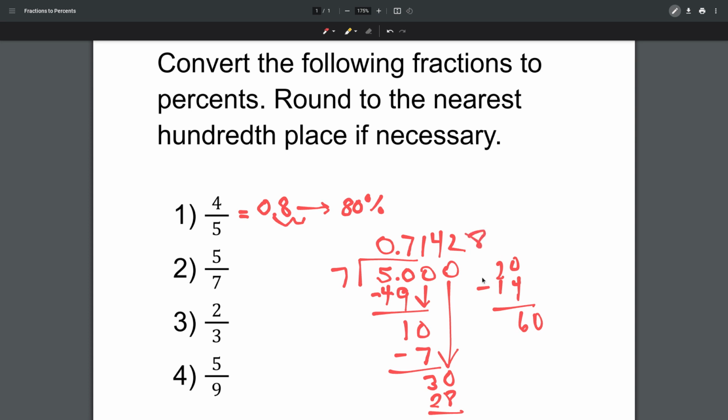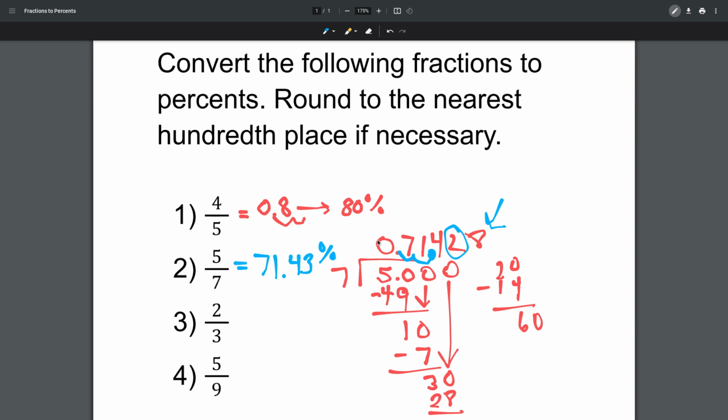Okay. The reason why I'm writing this so many places is because if we think about it, we're going to have to move our decimal place 2 places to the right to get a percent. And then we want to round to the nearest hundredth. So we're going to have, if the decimal point's here, 71.428. The 8 is going to make me round this up to a 3. So this is going to be 71.43%.